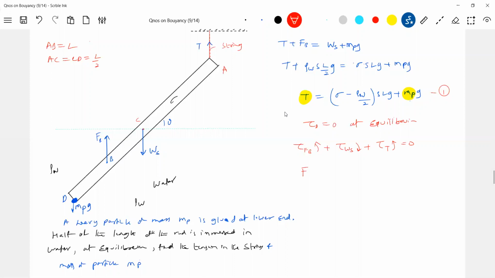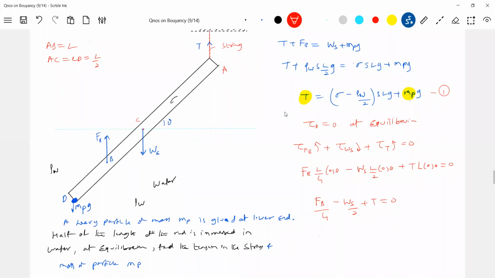Torque due to buoyant force: FB into L by 4 cos theta. Torque due to weight: WS L by 2 cos theta. Anti-clockwise, I'll take negative. Torque due to tension: T into L cos theta. We don't know theta. That will get eliminated, you can see here. So we'll get the equation. L also gets eliminated. FB by 4 minus WS by 2 plus T equal to 0.